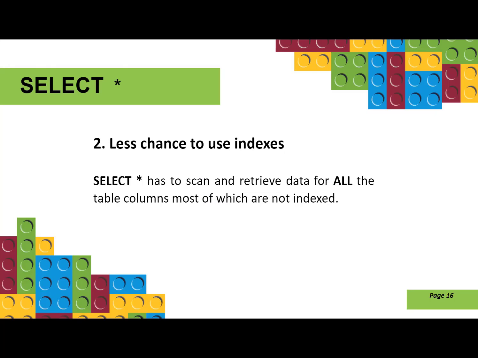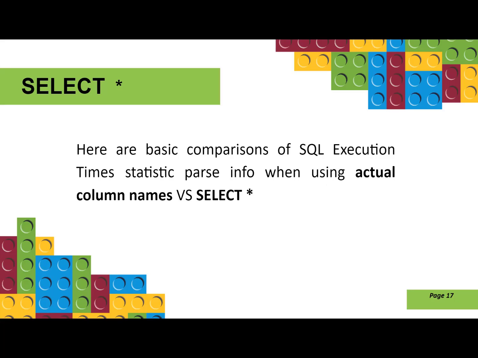The second reason why we shouldn't use select star is there's less chance to use indexes. An index is the primary methodology that we use to increase performance, right? But as we know, not all columns have an index. So if we do select star, we basically turn off the index, because select star means SQL Server or Redshift will scan all the columns.